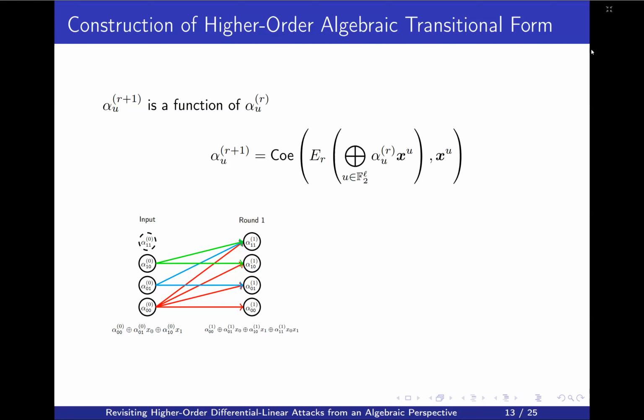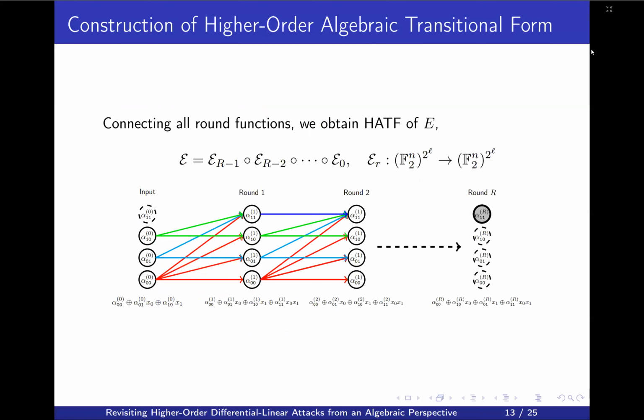From the previous round, the 3 coefficients then go to the 4 coefficients in the second round. And then we can retrieve this state, then we construct a function. It goes from the input to the next round, until we get the final round. And the high order differential is just the coefficient of the maximum monomial. This general function, we just call it HATF.